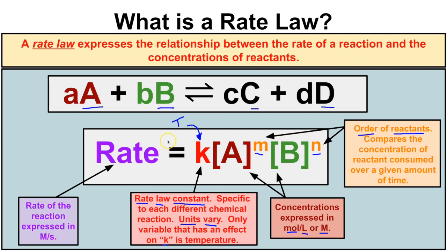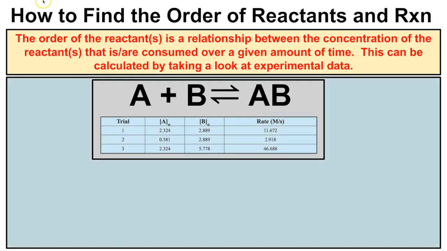Let's first figure out how to find the order of reactants and the order of a reaction. And so it says right here that the order of the reactant is a relationship between the concentration of the reactant that is consumed over a given amount of time. And so this can be calculated by taking a look at experimental data.